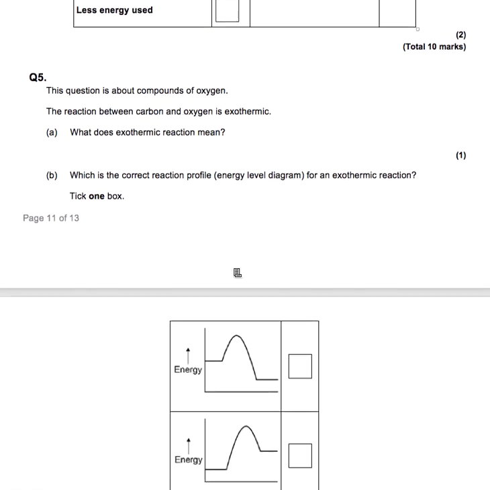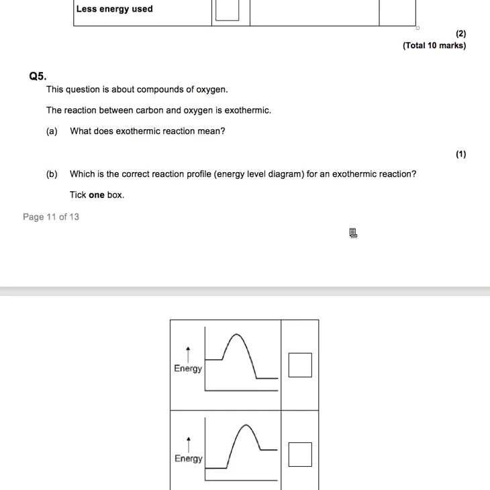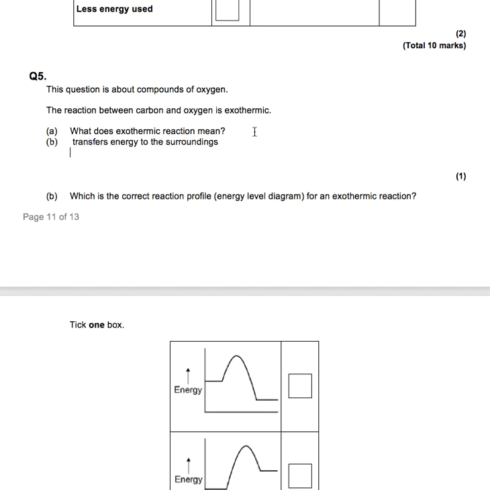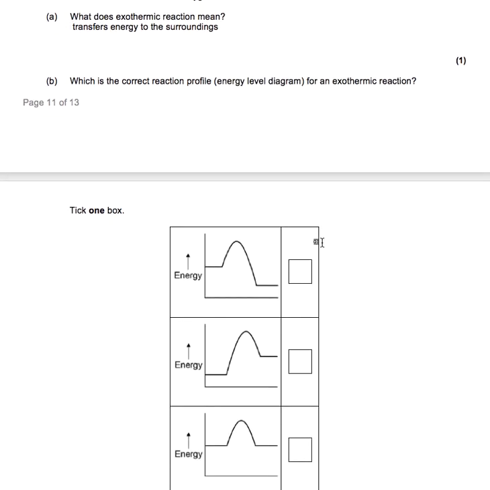Question 5, nearly there. What does an exothermic reaction mean? Well, it means that it transfers energy to the surroundings. We've already come across an exothermic reaction earlier. Which is the correct reaction profile? Well, if it's transferring energy to the surroundings, then it has less energy afterwards than it had before. So it has to be that one.